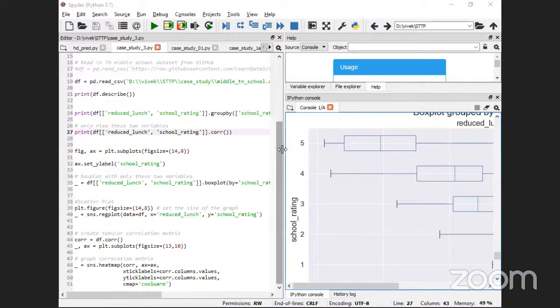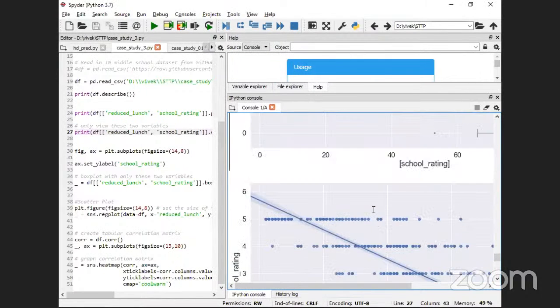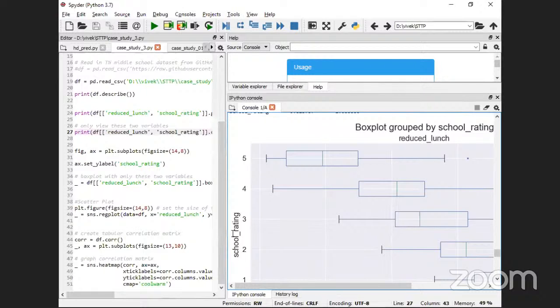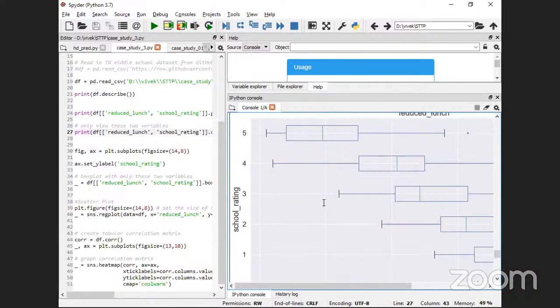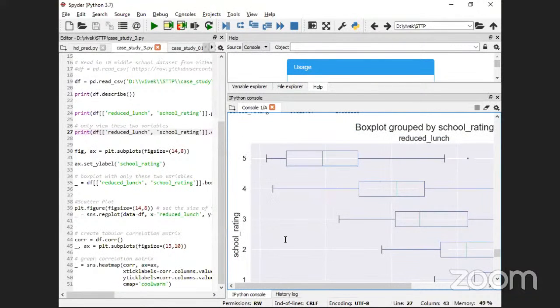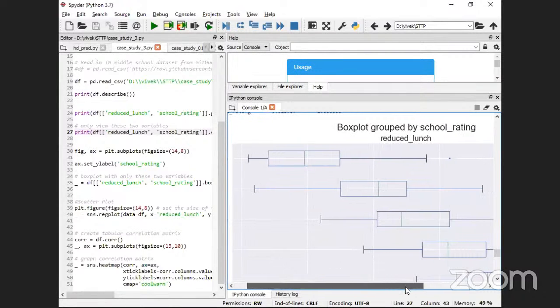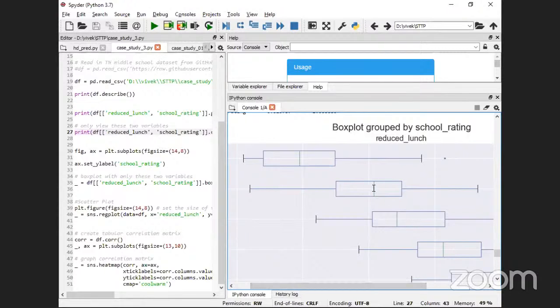First one is box and whisker plots. Now you can see here, this is between school rating and reduced lunch. Whenever there is a low reduced lunch, the school rating is closer to the mean value, somewhere in the middle. Whenever the reduced lunch increases, you can see that it is moving away from the mean position. So these are the inferences you can make from these box plots.